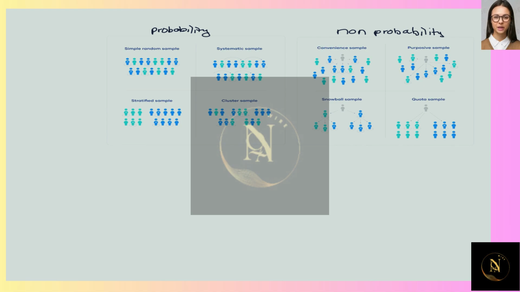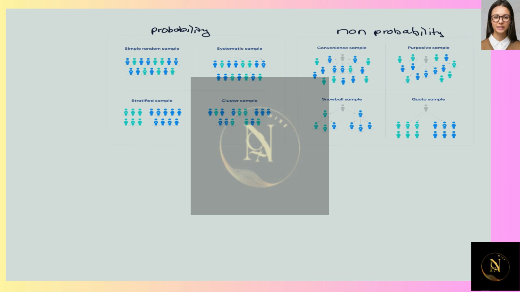Sample 4 right here is cluster sampling. In this technique, the population is divided into clusters, and then a random sample of the clusters is selected. Quota sampling is the technique where the population is divided into subgroups based on certain characteristics, and then a fixed number of samples are selected from each subgroup.